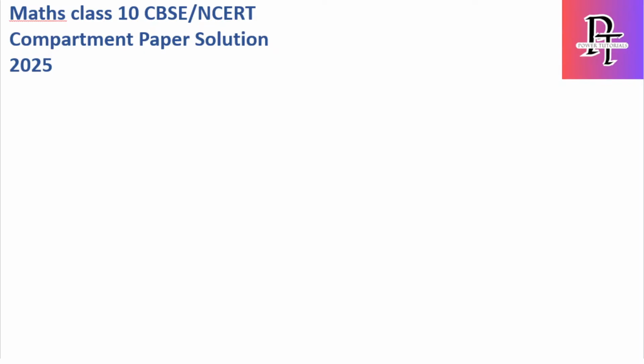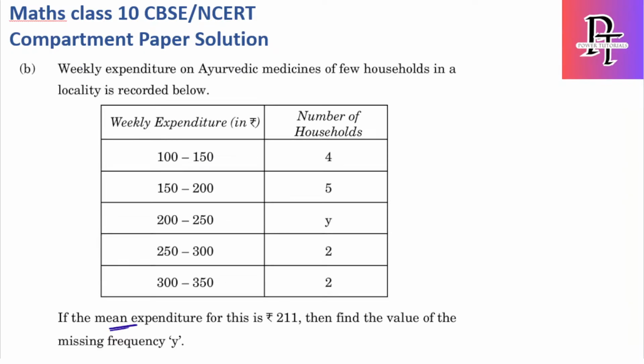Okay. Let's see the next one. Here they're asking mean. So for mean, we have to write two more values, so make sure to write the whole table in your exam sheet, but here I'm directly using it. For mean, we have to write the xi value, which is the mid of the class interval. The first is 100 150, so it is 125. This value is 175. This value will be 225, this will be 275, and this will be 325.